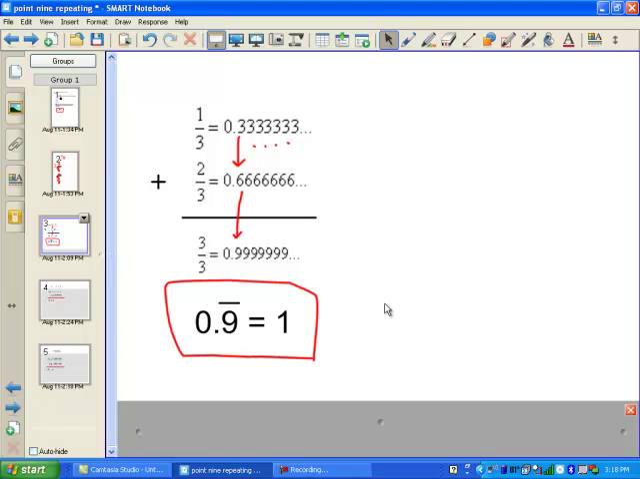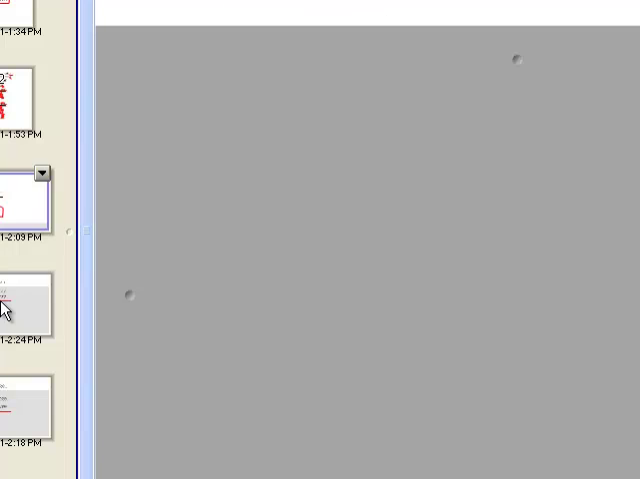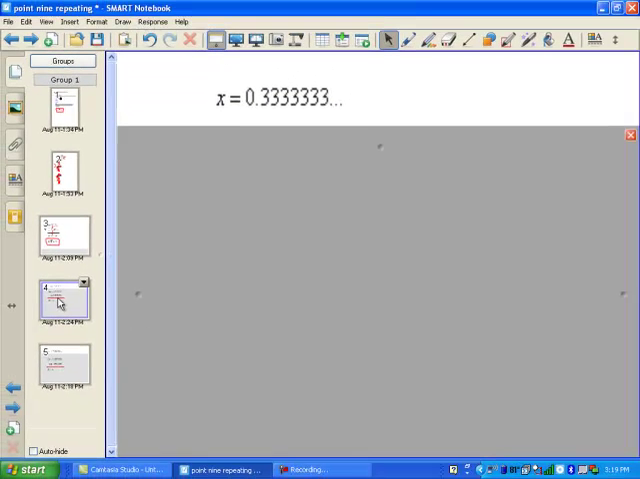Okay, so maybe you're still not convinced. Let's see if a more algebraic approach might convince you. So let's go back to our number 1/3, 0.3 repeating infinitely, and let's label that number x. Now, what we're going to do here is talk about the value of 10 times that number, 10 times x. What happens when we multiply a number by 10? The decimal moves one place to the right, doesn't it, when we multiply a number by 10.